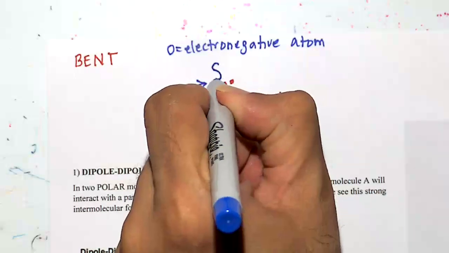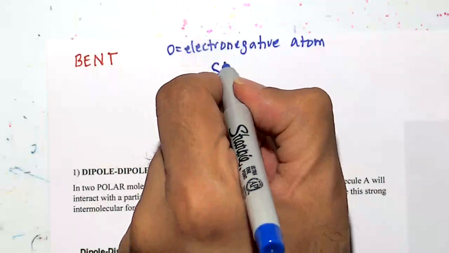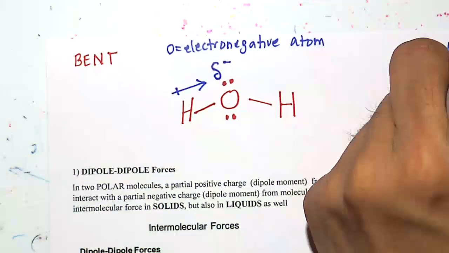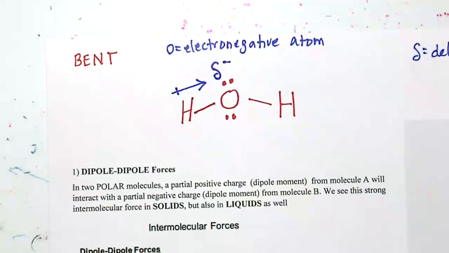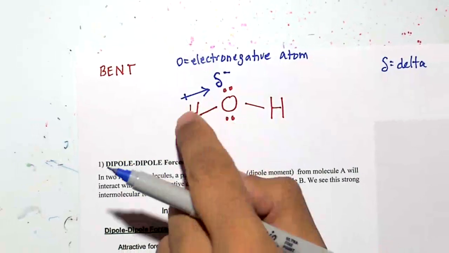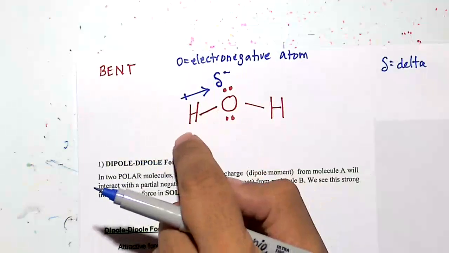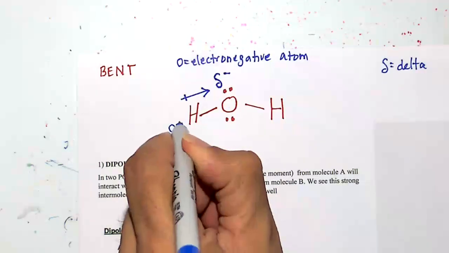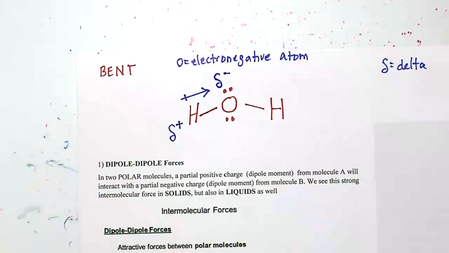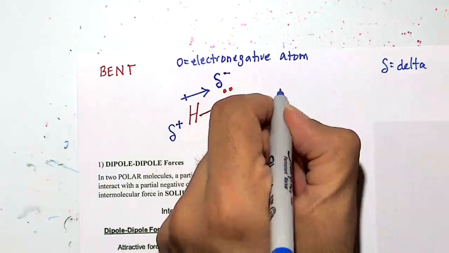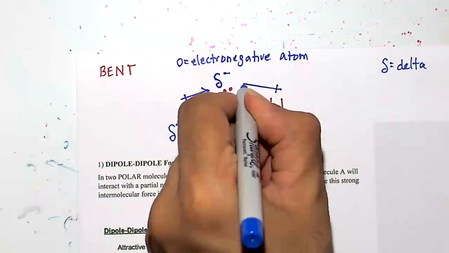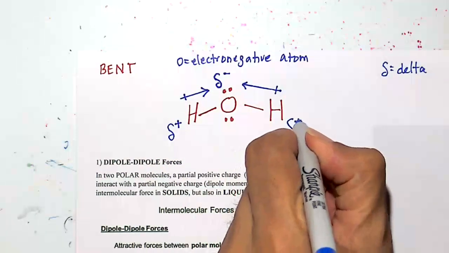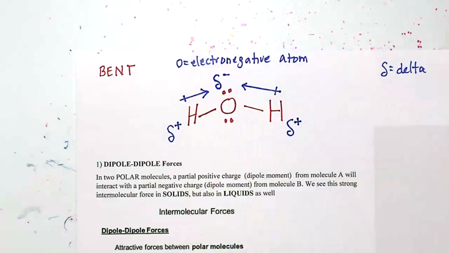So this is going to be partial. This is the Latin letter delta. Partial negative. Well, if this is partial negative, what will that make the hydrogen? Partial positive. What about the other end? It's going to be the same thing. This oxygen is pulling, making that partial negative. This hydrogen here, like before, will be partial positive.